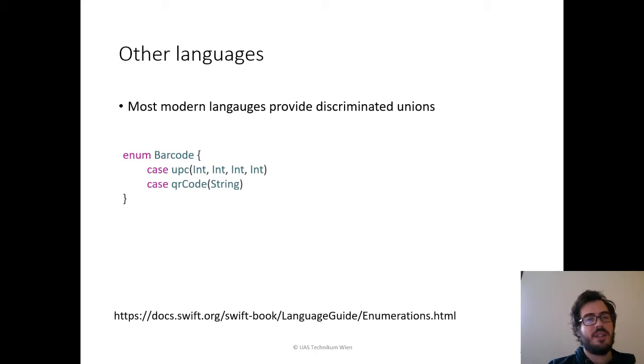And here we have an additional case, UPC, where we have 4 arguments. So typically discriminated union types can store multiple values per case, but we will see this in the near future, and what's the basis behind this.